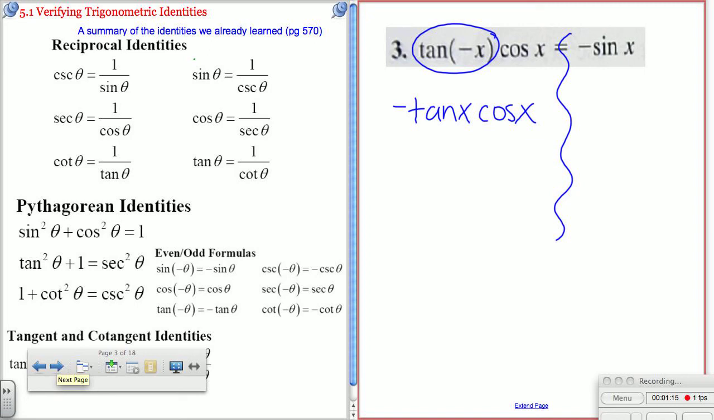cosine x. Chris Castellano, please call 5045. Chris, please call 5045.